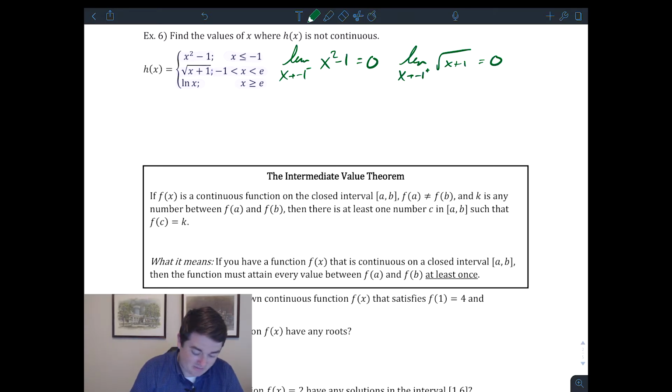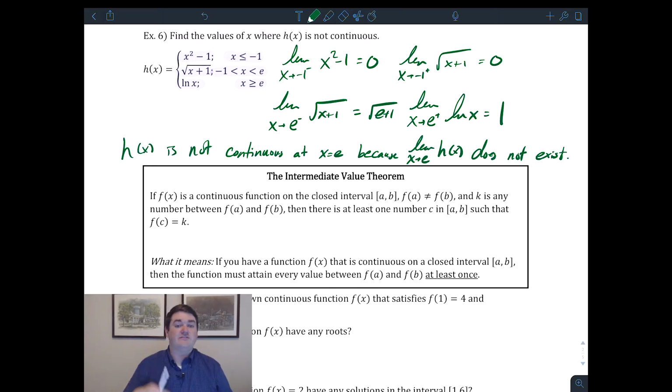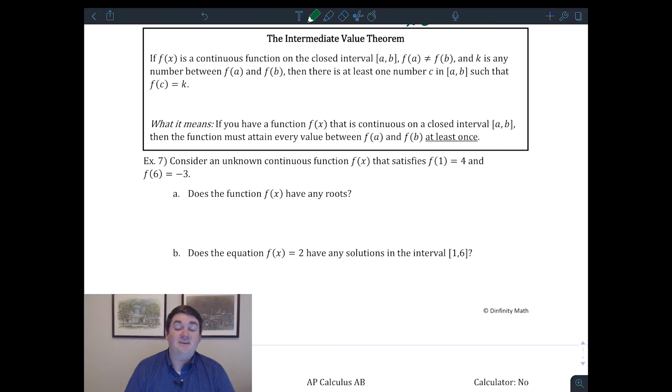What about at e? The limit as x approaches e from the left of the square root of x plus 1 is going to be the square root of e plus 1. And from the right, the limit as x approaches e from the right of natural log x is going to be natural log of e, which is 1. Okay? These are not equal, so the limit does not exist at e, therefore h of x is not continuous at e. All right, we're going to shift gears now and talk about the intermediate value theorem, or the IVT.